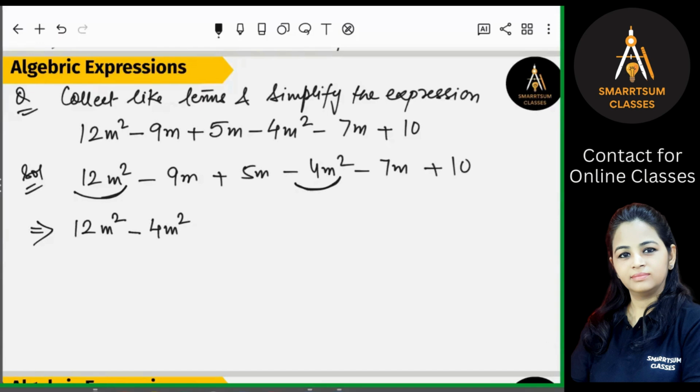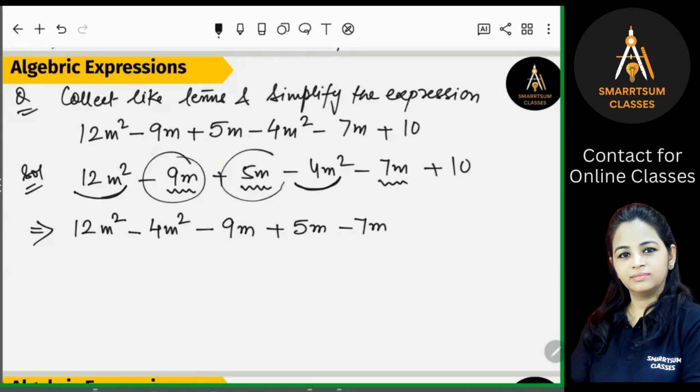Now, second step, we will collect the other terms, right? This time we have 9m, an m term. Is there any other m term? Yes, 5m and 7m. These are all m terms, right? So again, we will write them together: minus 9m plus 5m minus 7m. Again, remember, whenever you are rearranging the terms, always rearrange them along with their sign. Is that clear? Okay. So 9m is negative, 5m is positive, and 7m is negative. Is that clear?